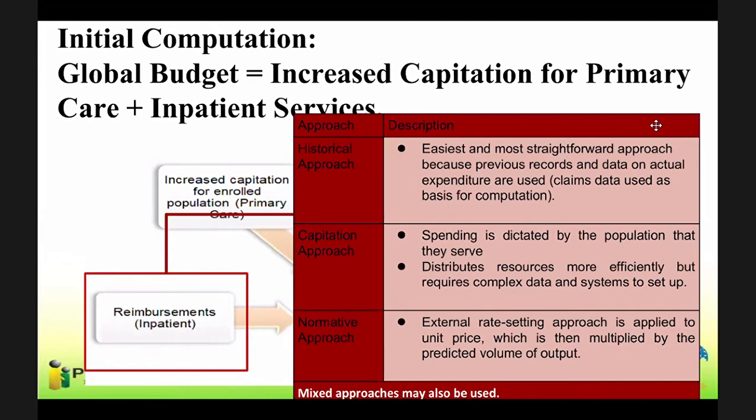And the challenge is the complexity of the data and the system. The normative approach is the external rate setting approach applied to unit price. Meaning, for example, for this amount, you just have what is called 0.6 something, or how many points or what percentage you will give for the specific disease, or for specific services. But we can do mixed approaches if we want to, depending on the health board.